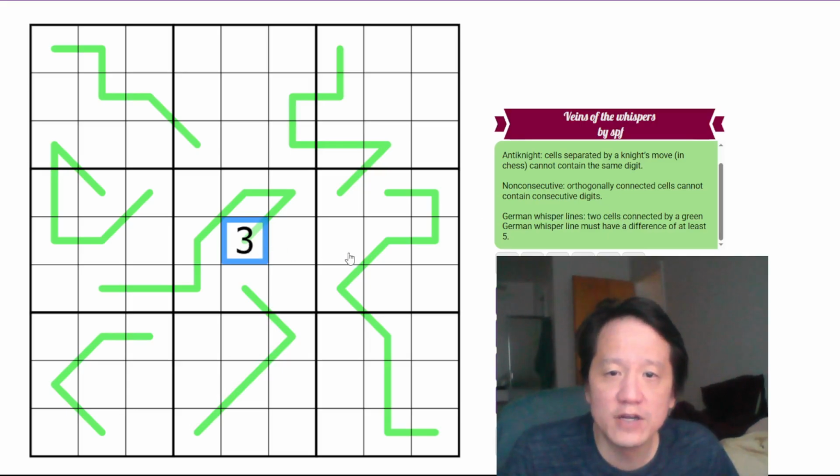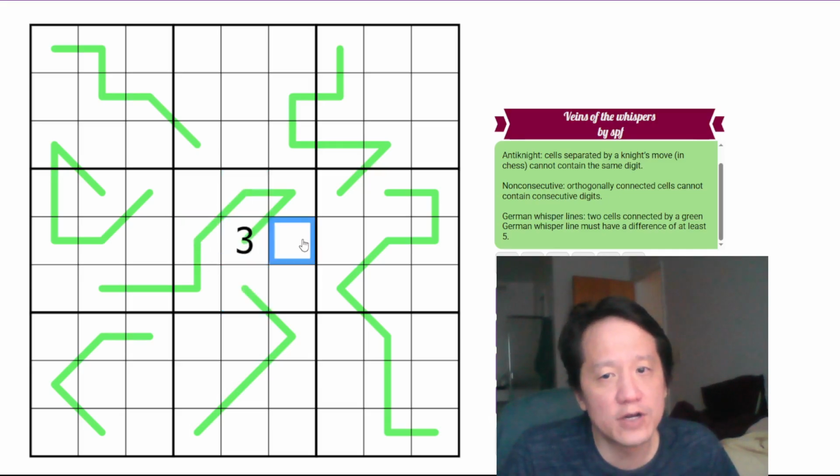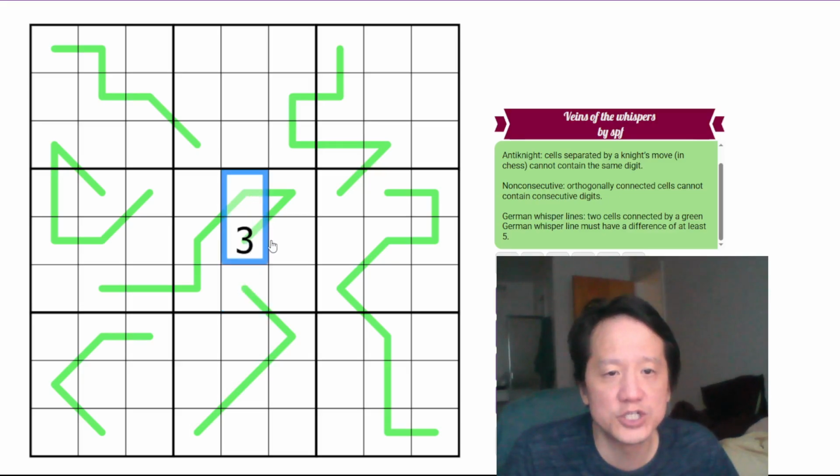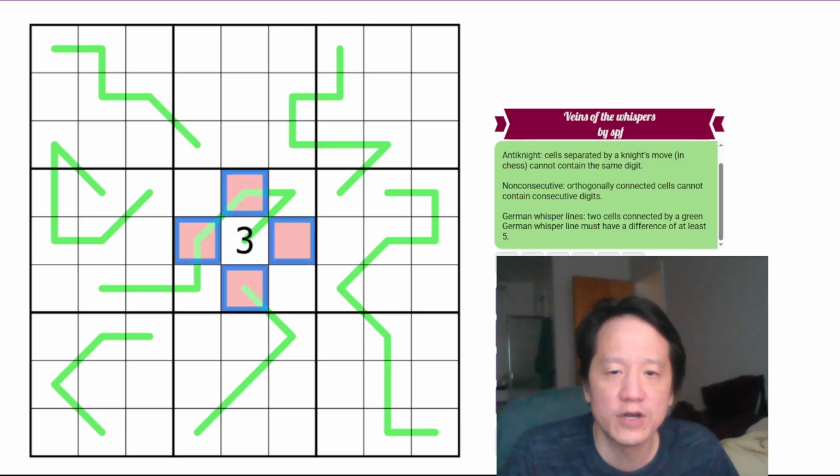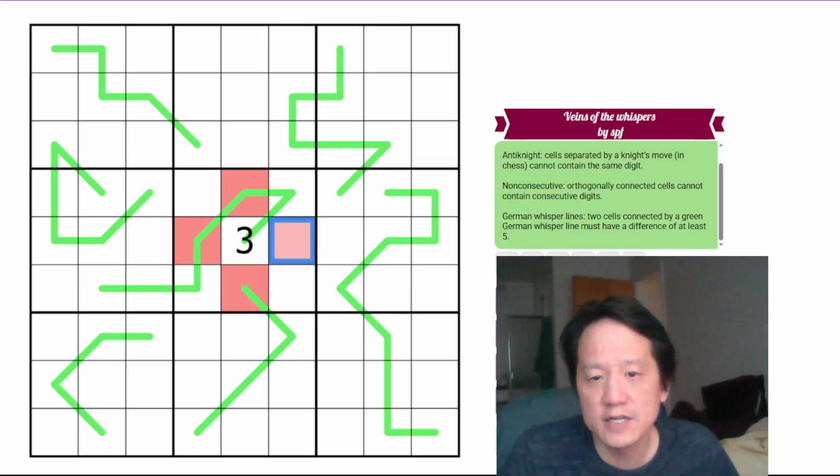We also have non-consecutive, where orthogonally connected cells cannot contain consecutive digits. Orthogonally connected cells are just cells that share an edge. So for example, for this cell, all these cells are orthogonally connected cells. None of those cells can contain the digits 2 or 4 because they are orthogonally connected to this 3, and the consecutive digits with 3 are 2 and 4. And that's the non-consecutive rule set.